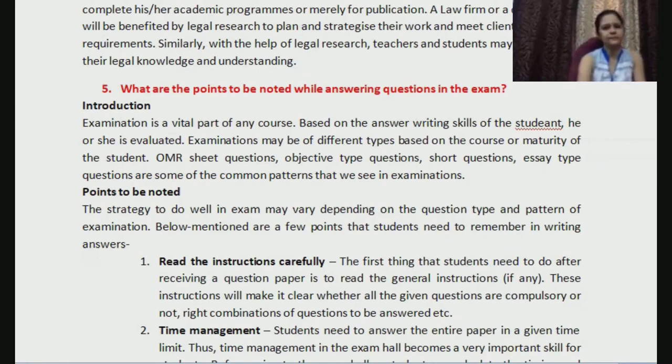Yeah. So when they say, what are the points to be noted while answering in the exam, it's not like there is a Bible where everything is written and you need to follow it step by step. We do not have one single document or rule book that we need to follow. There may be different steps that people feel are important in writing answers in the exam, but there are some points which are more or less common for any kind of exam.